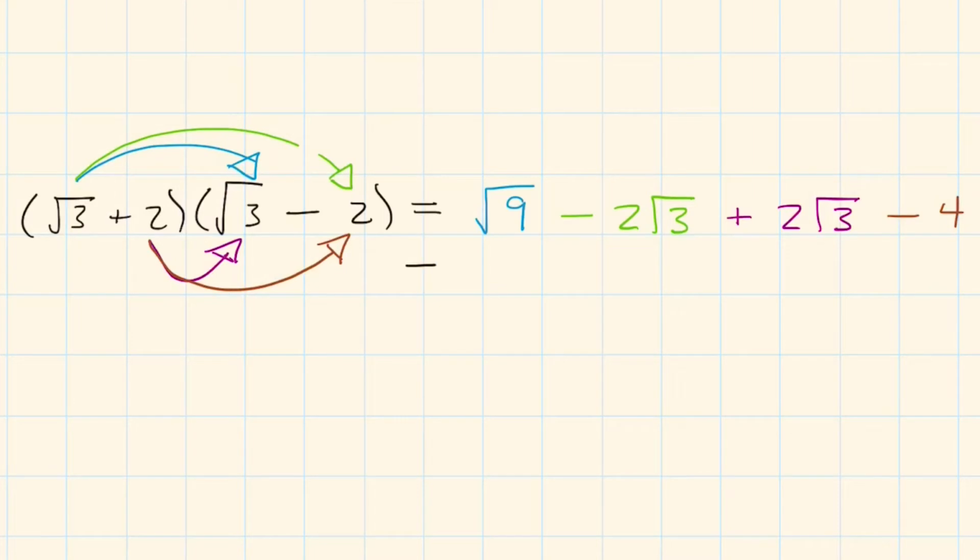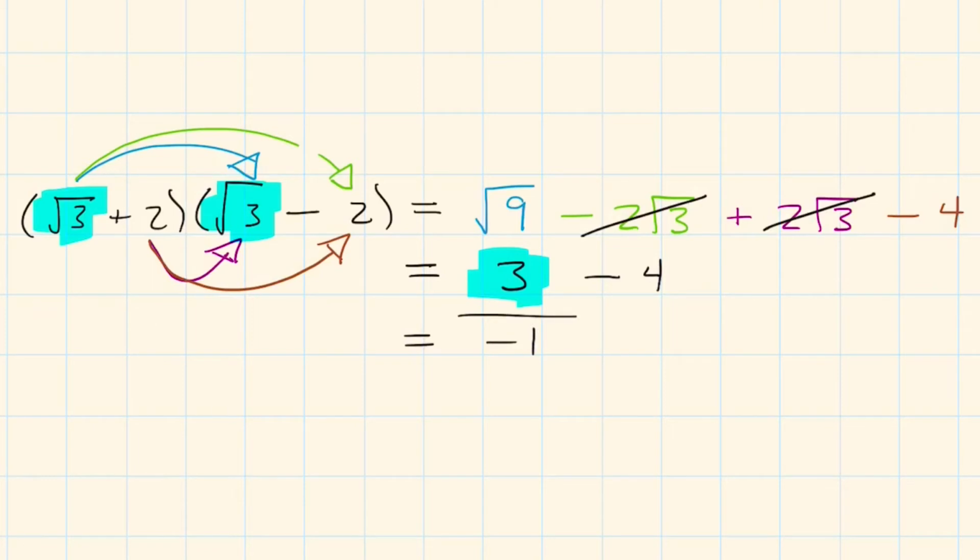I'll just change that 9 to a 3. Then this is the part that always happens with conjugates: the two middle terms always cancel each other out. So the negative 2 root 3 plus 2 root 3 disappear. What we're left with is root 9, which is 3, minus 4. The roots will always disappear because they're the same no matter what. And we end up with a number on the bottom, negative 1, which is rational. So this is how we can rationalize a denominator that has more than one term in it.